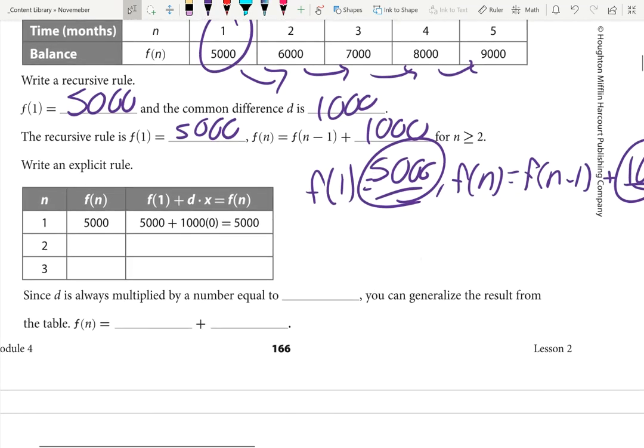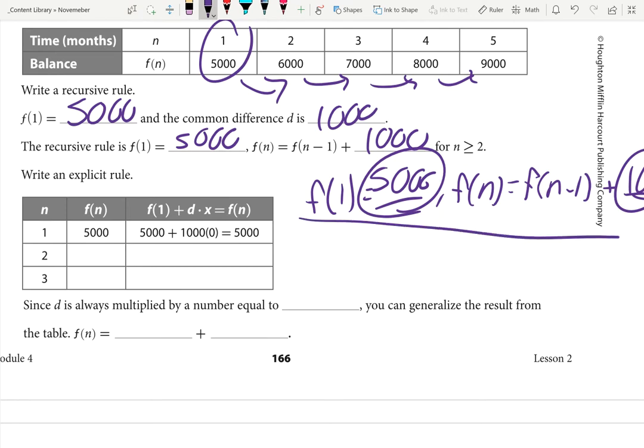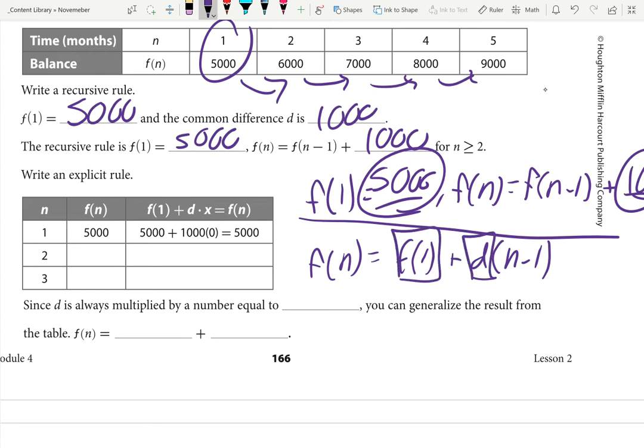So the explicit rule, however, remember, is a totally different formula. The explicit rule is f of n equals f of 1 plus d times n minus 1. But again, you just need to know these 2 things. The first term is 5,000. You'll notice that they've already written the rule for you. The first term is 5,000, plus the common difference, which is 1,000. And they've already plugged in 1 for n. Because this used to be, you see where it says 0, it used to be n minus 1. But in this case, n was 1, so they plugged in 1 for n, and 1 minus 1 is how they got this 0 here.